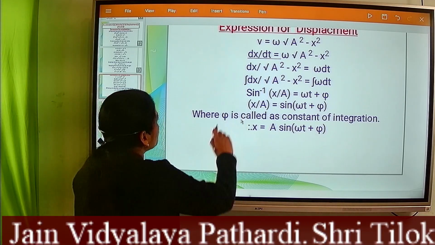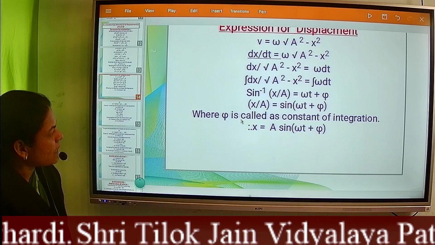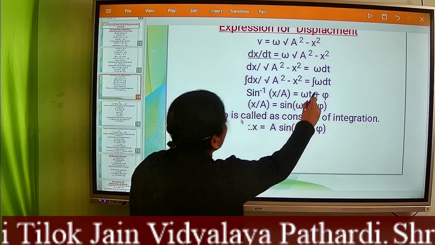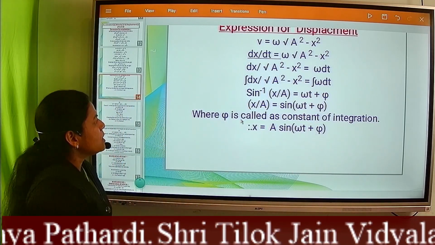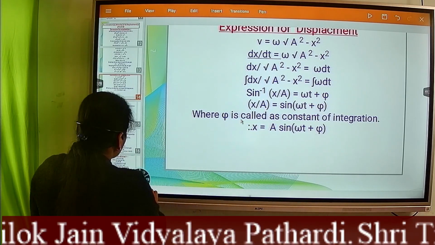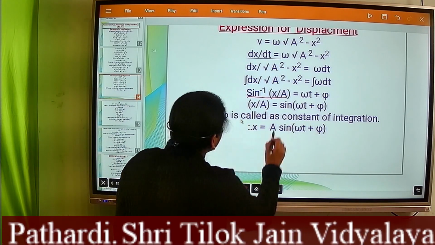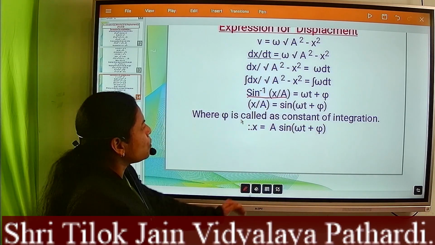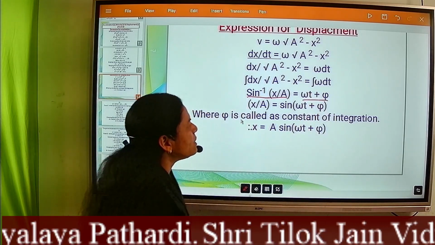Take the integral. Integral of dx by square root of a square minus x square is equal to integral of omega dt. But the integral of dx by square root of a square minus x square is given by sine inverse of x by a, and the integral of omega dt is given by omega t plus phi.